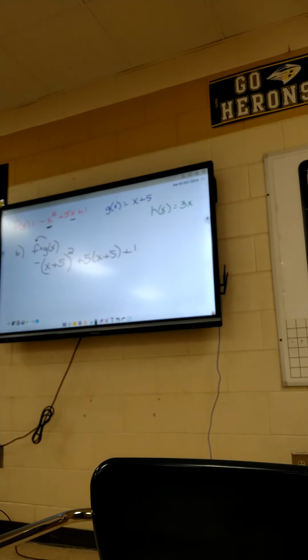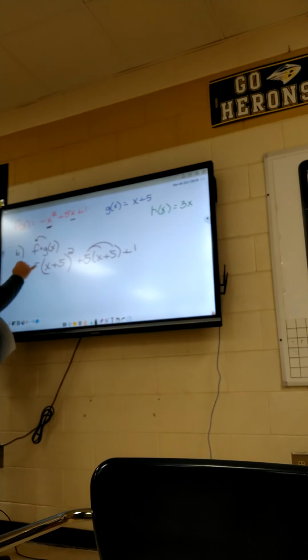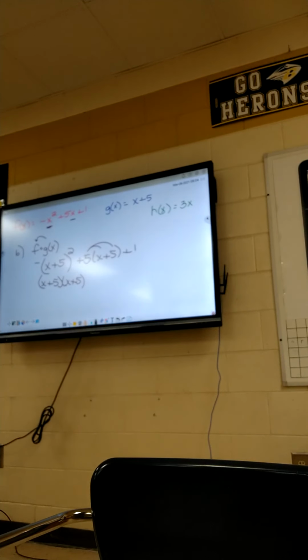All right, so Kelly, what's the first step going to be? Distribute the 5. Yep. And negative 1. You can distribute the 5 and you can distribute the negative 1, but don't forget, guys, you have to do the exponent first. So we actually have to write it down twice, and I need y'all to FOIL that out, then distribute the negative 1. Go. This one's kind of hard. It's probably one of the hardest ones on the midterm.